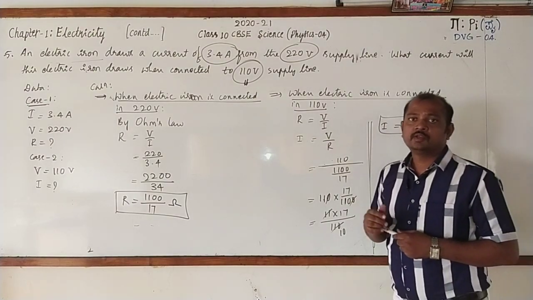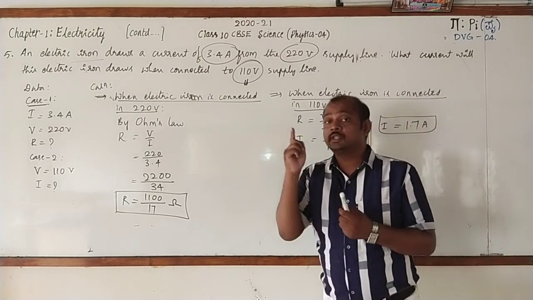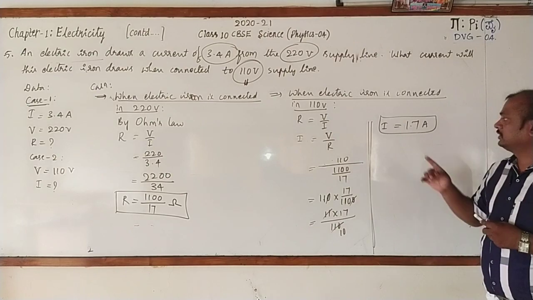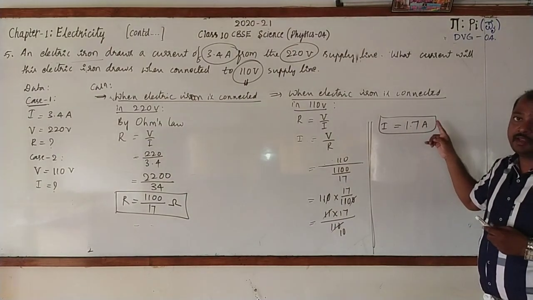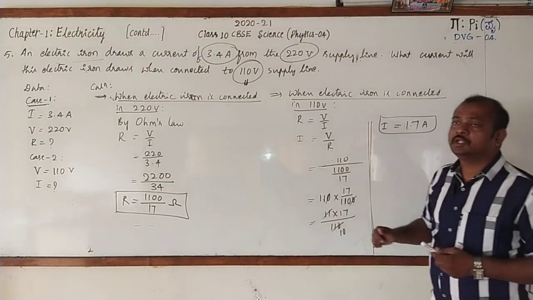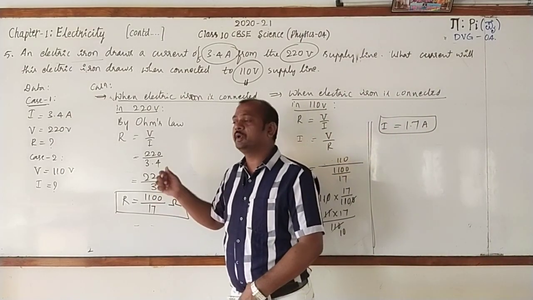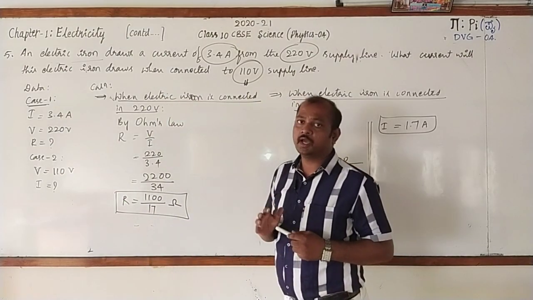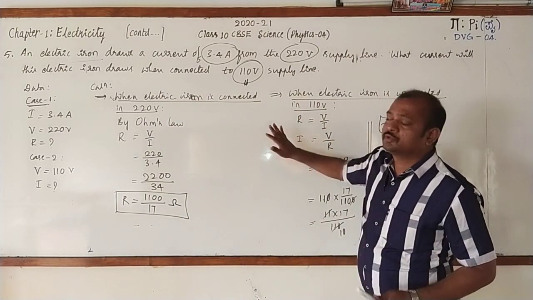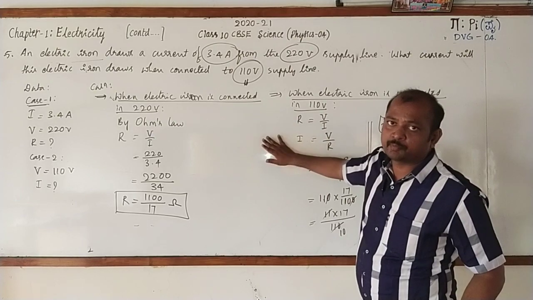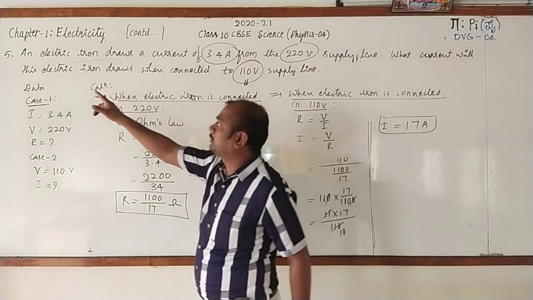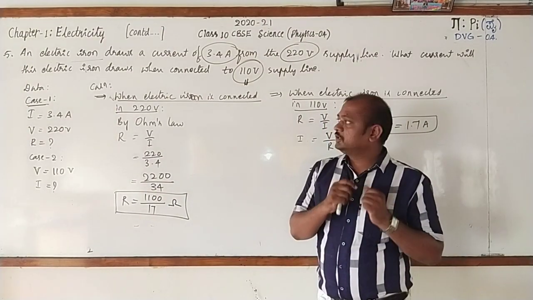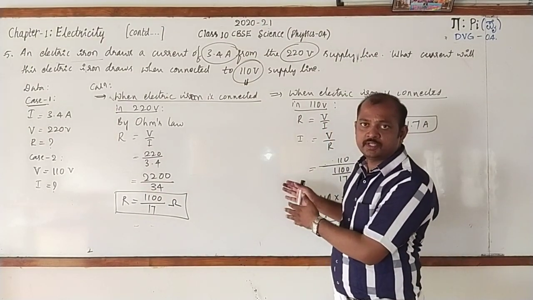Got it? So what amount of electric current does that electric iron box draw when it is connected to 110 volt? It is 1.7 amps. What about when it is connected to 220 volt? They had already given it, that is 3.4 amps. Clear? So this is also one of the important types of problems. So now you have to copy from here to here. Dear students, I think you might have copied this.